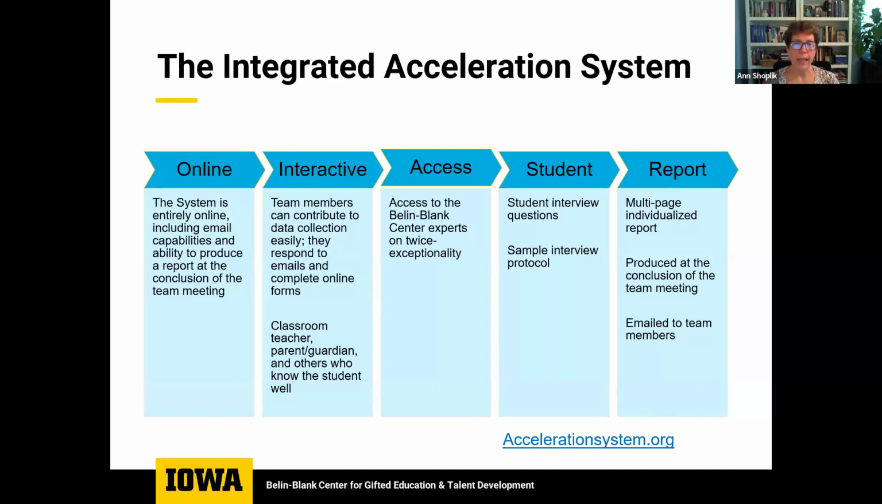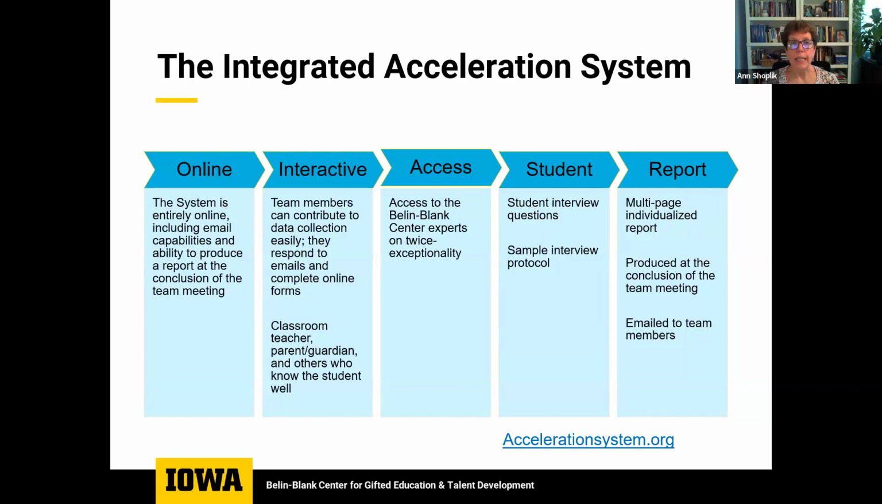Also in the middle there under access, the Belin-Blank Center is well known for our work with twice exceptional students. That's not my area of expertise, but I've got colleagues on speed dial that we can ask for help if there's a student who is twice exceptional who might be considered for acceleration. And it does happen. It happens pretty often. And there may be specific questions about the testing that the student has already gone through, or maybe we need some additional testing, whatever. The Belin-Blank Center experts can be helpful with some of those questions. And then I mentioned the student interview.